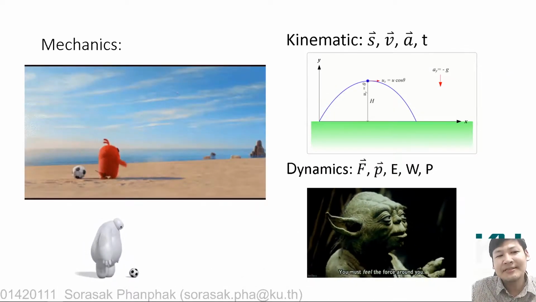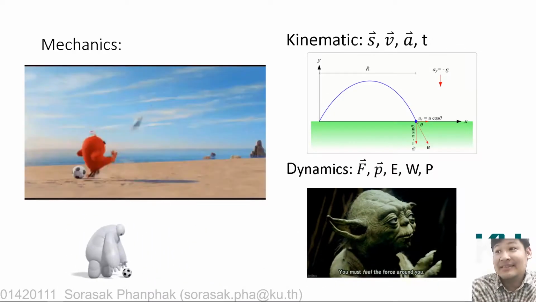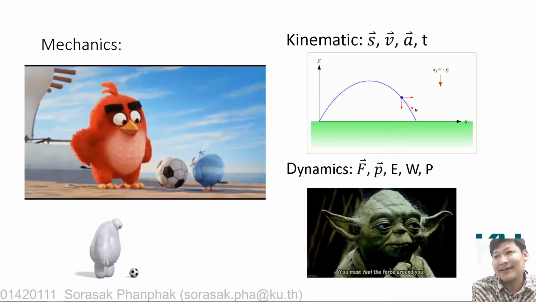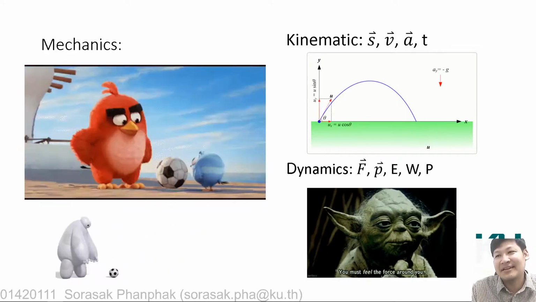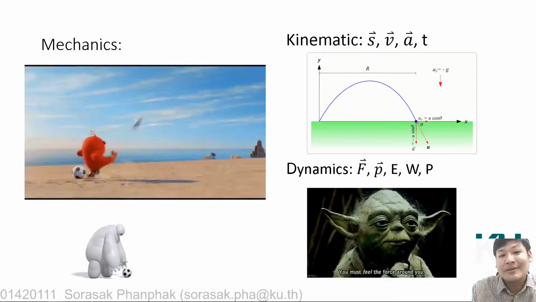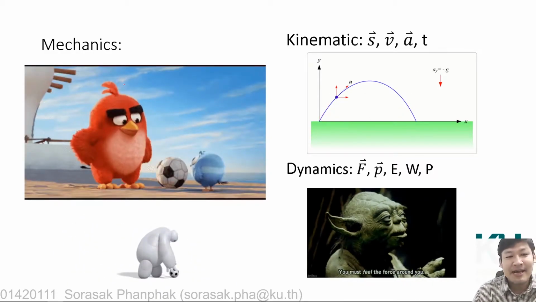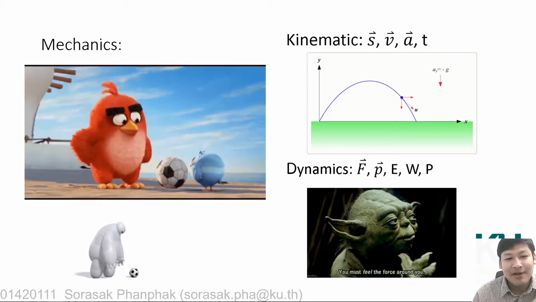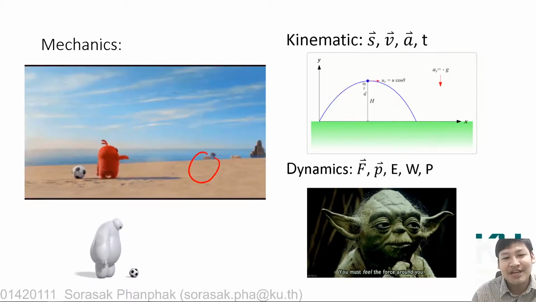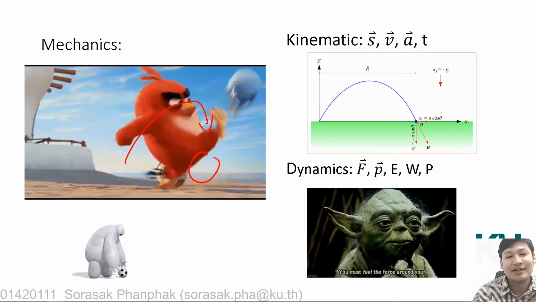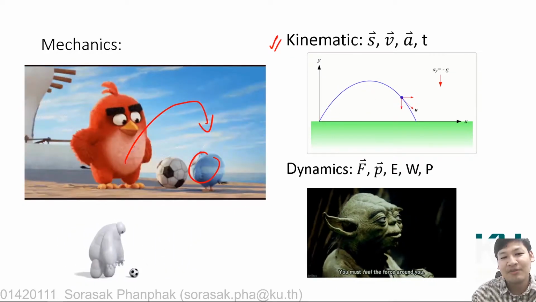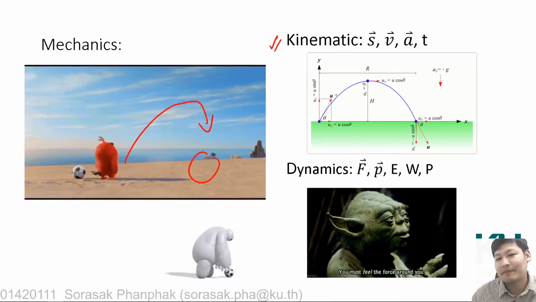So what is mechanics? Mechanics can be separated into two big parts. The first one is called kinematics. Kinematics is what happened, and we try to explain it in terms of the motion of the object. In this case, you can see this bird moving by some force, right? And it's moving like a projectile. So this is how it's moving. In kinematics, it can explain how this happened in terms of the projectile.